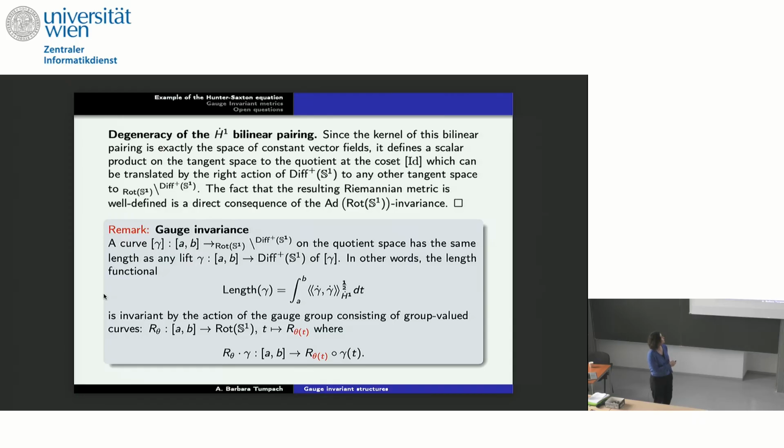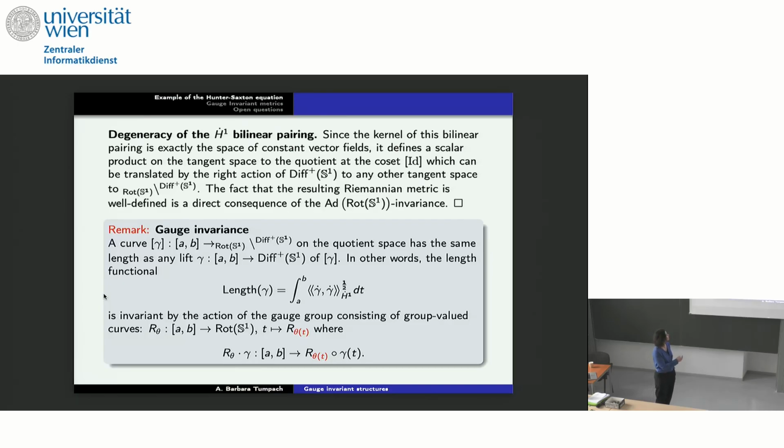Because if you look at curves on the quotient, downstairs, and you lift them and you compute the length, which is this functional, with respect to the H1 dot pairing, this length will not see the vertical direction, because the vertical direction is in the kernel of this H1 dot. So any lift will give you the same value of this functional. So this length functional is invariant not only by rotation with fixed angle, but by time-dependent rotations.